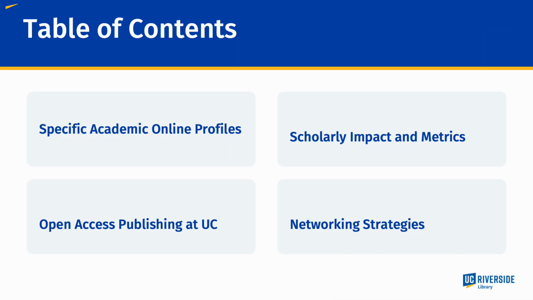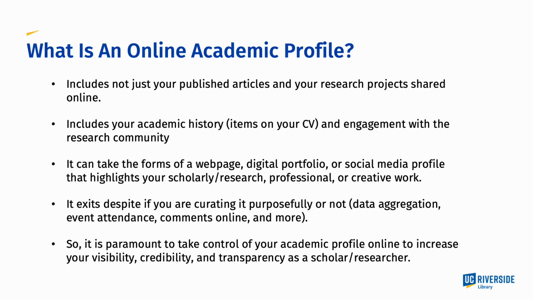The workshop has 4 sections: introducing specific academic online profiles, measuring scholarly impact and metrics, open access publishing at UC, and networking strategies. Your academic profile online can include both published works or any work in progress. It can also take various forms, such as a website, social media profiles, or engagement with the research community. It exists no matter if you are curating it purposefully or not. So it's paramount that you take control of your academic profile online.